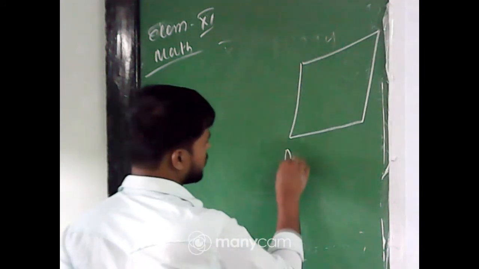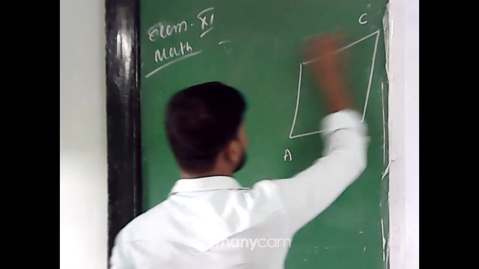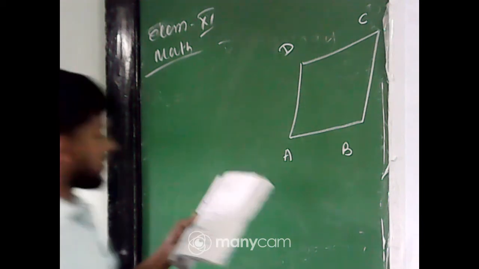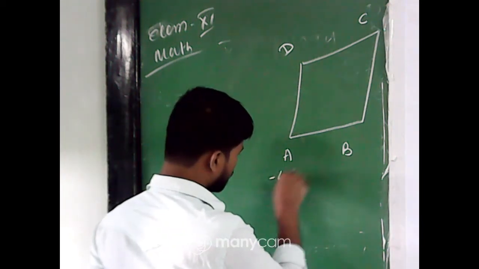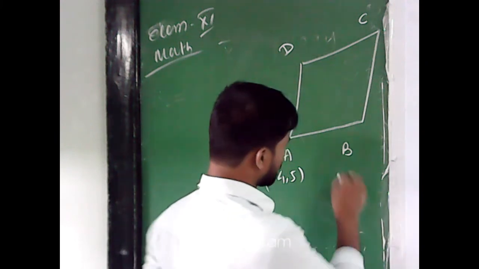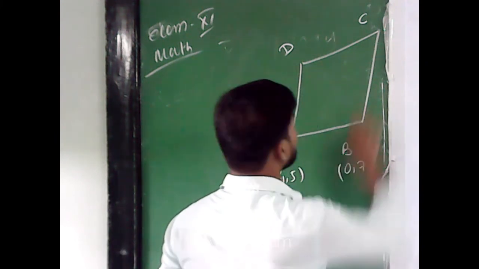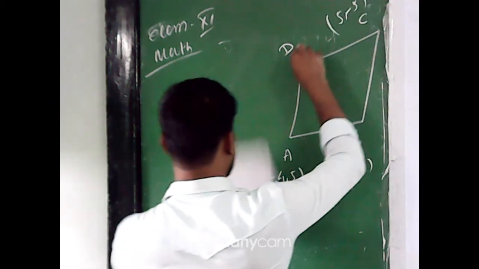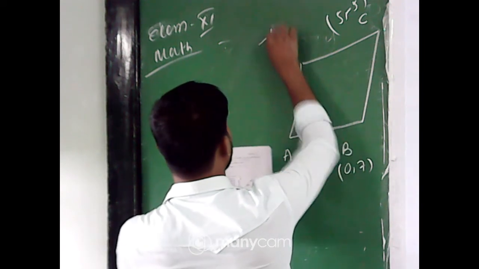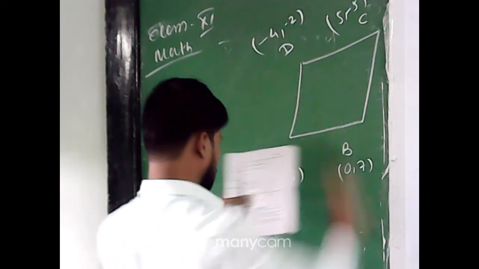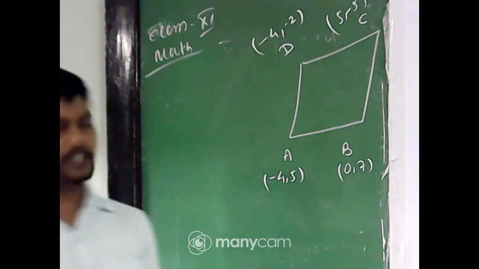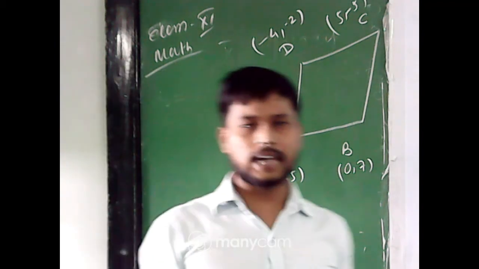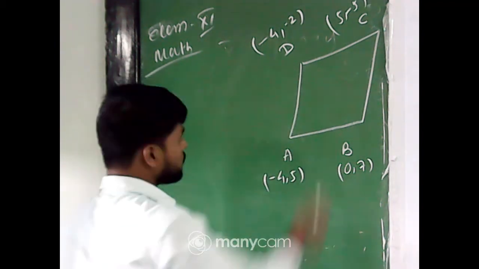Let's give it the name ABCD, whose vertices are minus 4, 5, 0, 7, 5, minus 5, and minus 4, minus 2. Find the area of this quadrilateral. We have to find the area of this quadrilateral. Now how can we find the area of this quadrilateral? Okay, now do one thing.